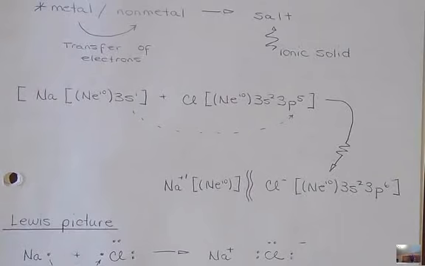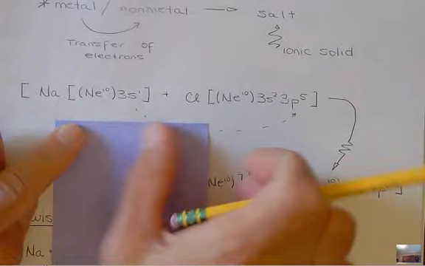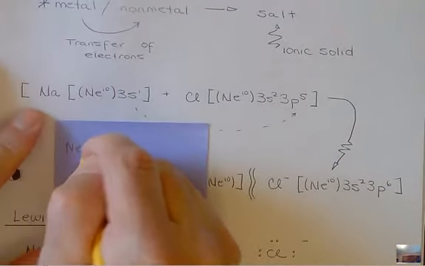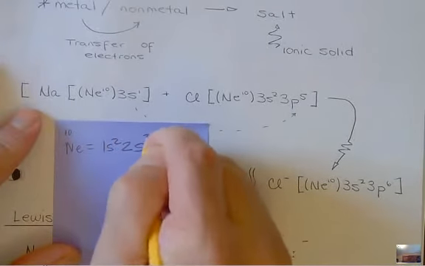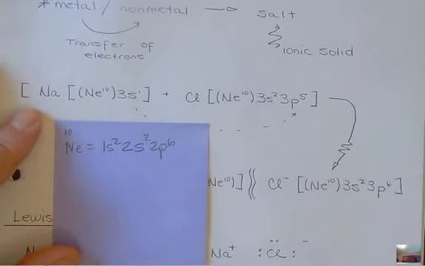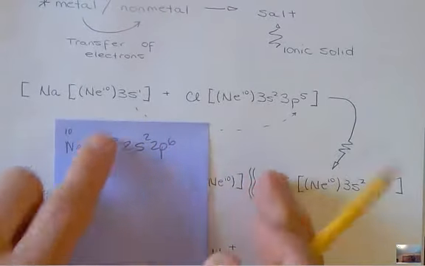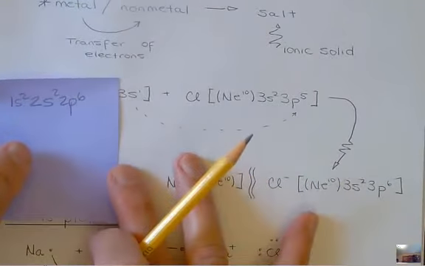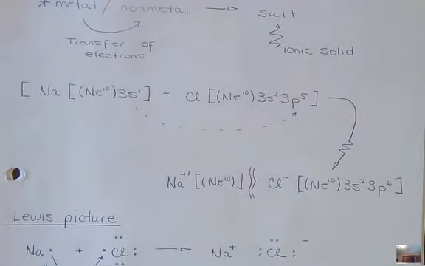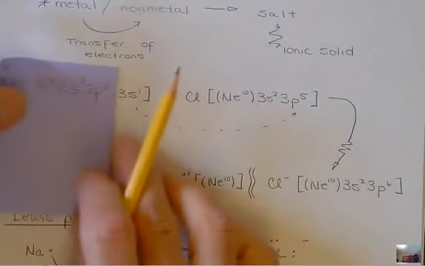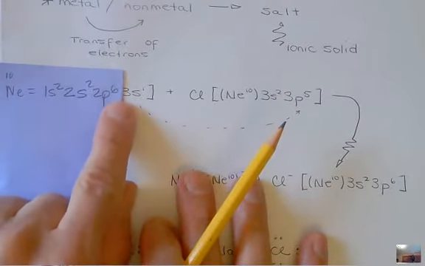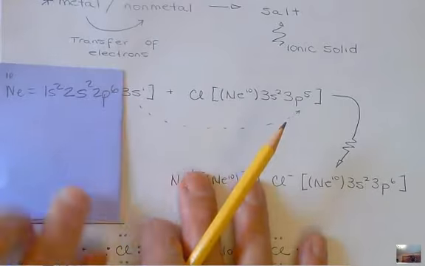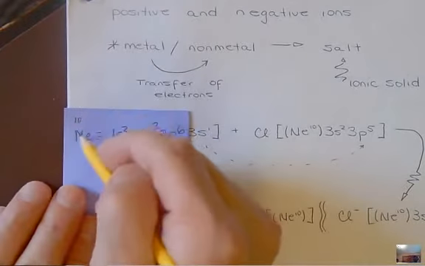Let me just get a post-it and show you that. Okay, if I replace my shorthand notation of neon, 10, neon 10 is 1s2, 2s2, 2p6. So there's 10 electrons, plus here's the 11th electron. So I can put this right over here, right? Let me just put this back a little bit. All right, so how's that? How many electrons in this situation are valence electrons? Only 1. Okay, only 1. So this is the same as neon 10.